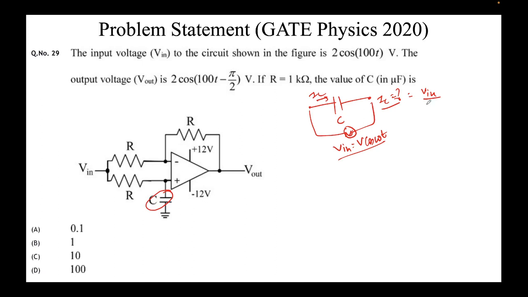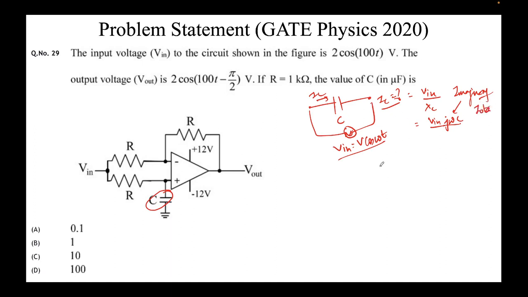XC is 1 by j omega C, right? Yes. Okay, this is one way of doing it. This is called working in the frequency domain, where we work with imaginary numbers. So j is the imaginary unit here, iota. Okay, this is one way of doing it.